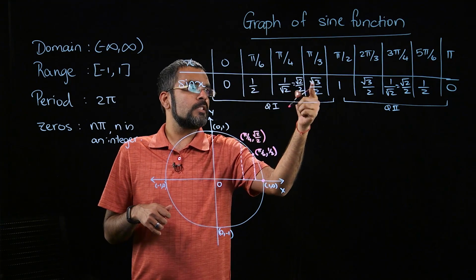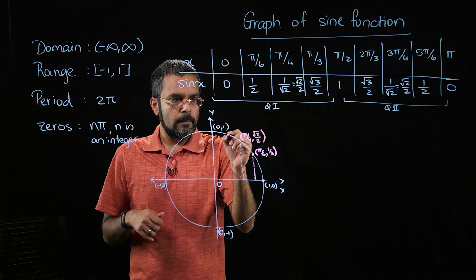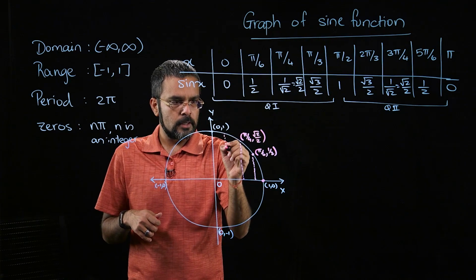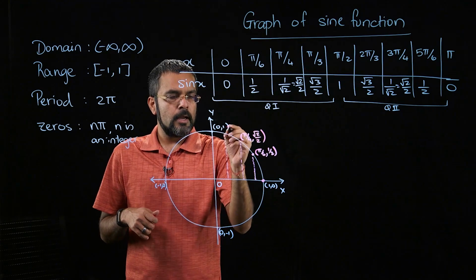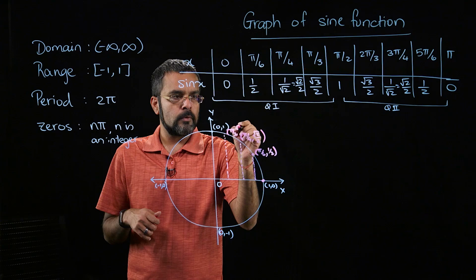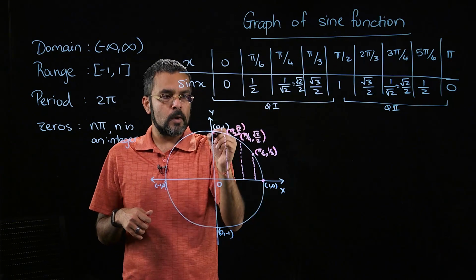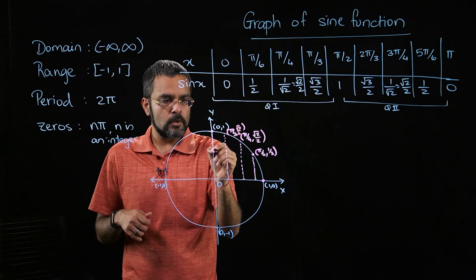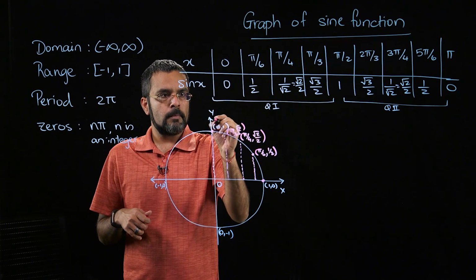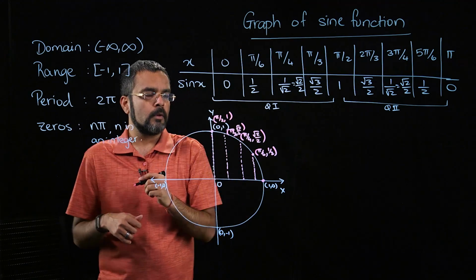Then we have pi over 3. Pi over 3 is going to give me root 3 over 2, and pi over 3 would be somewhere around here, so that's about a 60-degree angle. And so this is pi over 3 and then root 3 over 2, okay? Finally, I have pi over 2, which is 1, so that's my point there. So that is also my point, pi over 2, comma 1, okay?